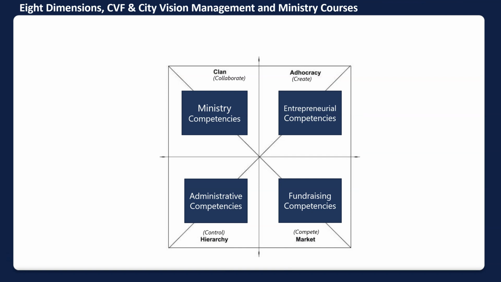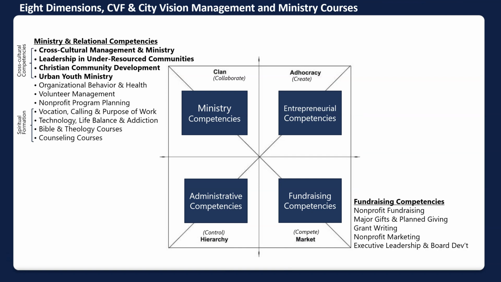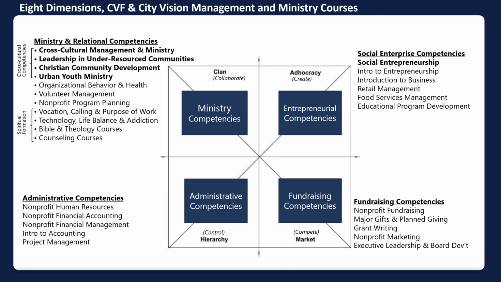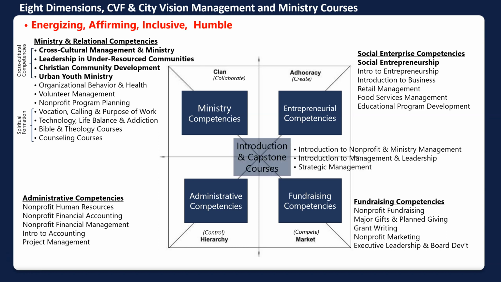But part of that is thinking about how that fits with City Vision courses. So if you take the competing values framework and then you take some of these eight dimensions, the four dimensions that map to the competing values framework are going to relate. So say you need to develop more of your ministry competencies, or you need to develop energizing, affirming, inclusive, and humble. You can look at some of our courses that are going to help you develop that.